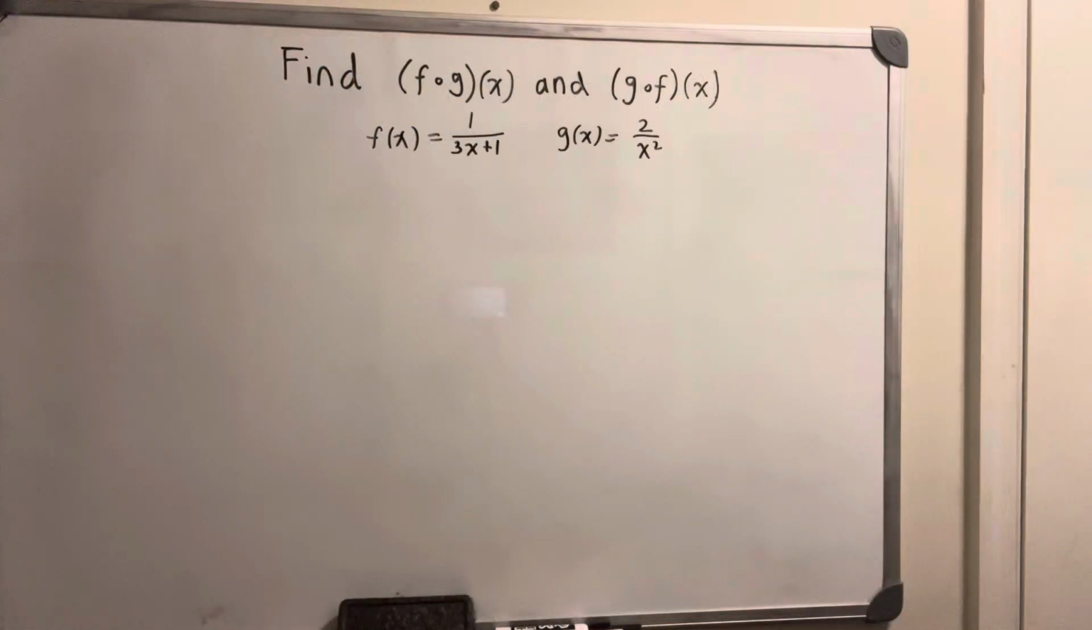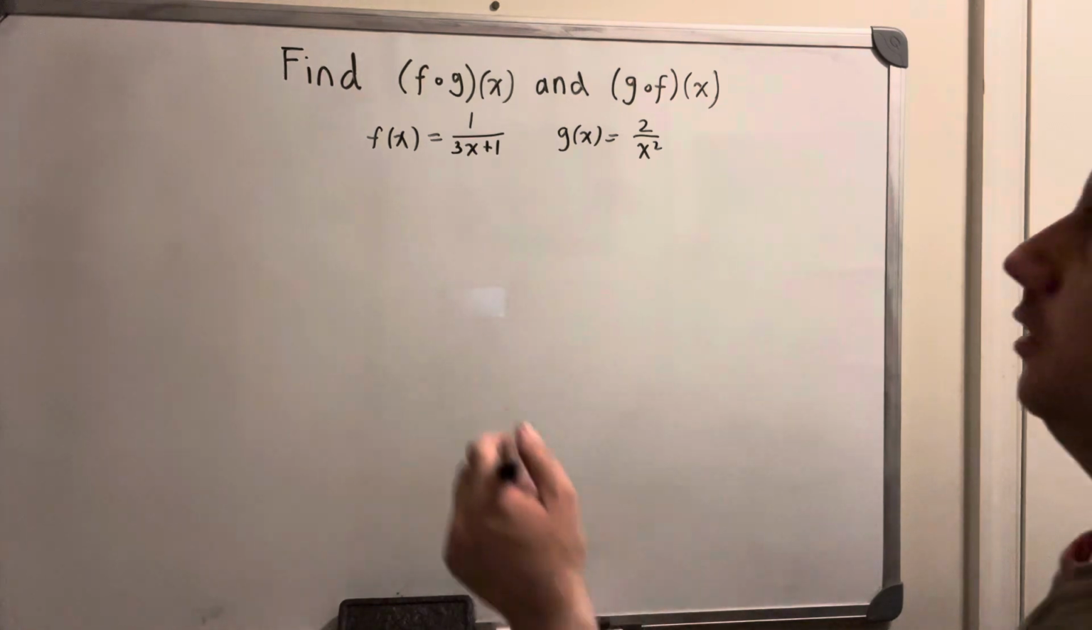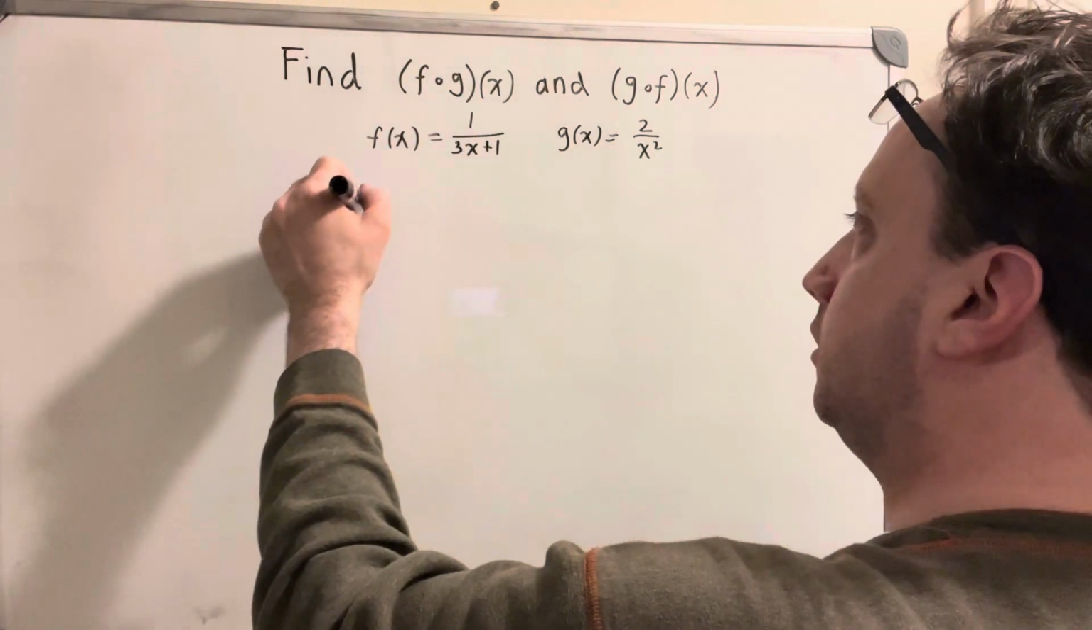This problem is another composite problem, f of g of x and g of f of x, with f of x is 1 over 3x plus 1, and g of x is 2 over x squared. So let's find f of g of x.